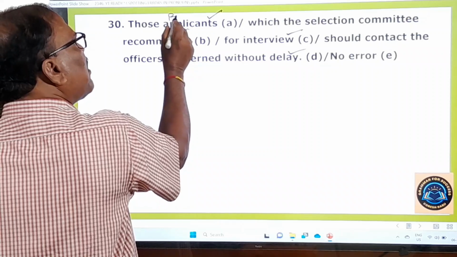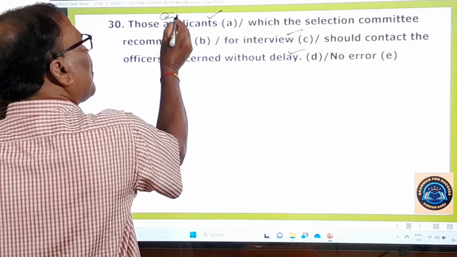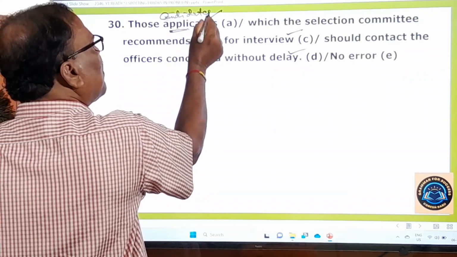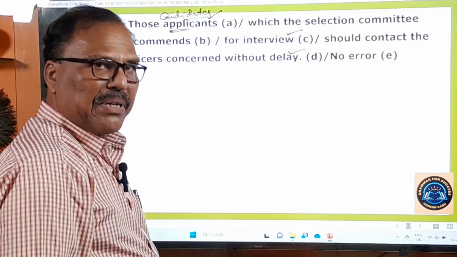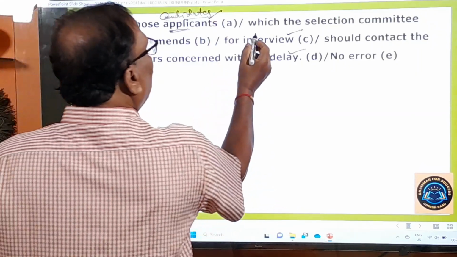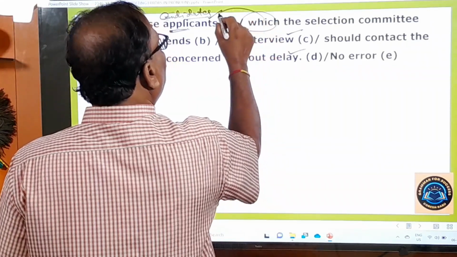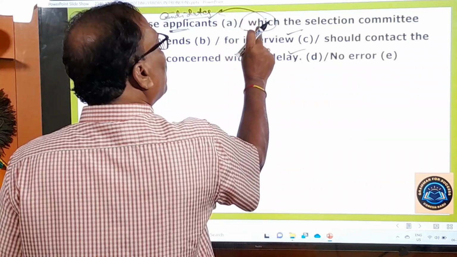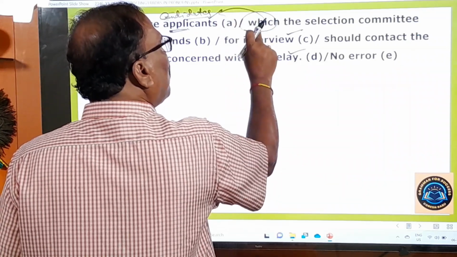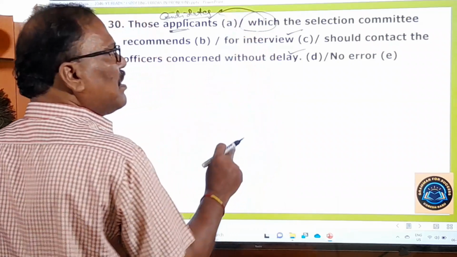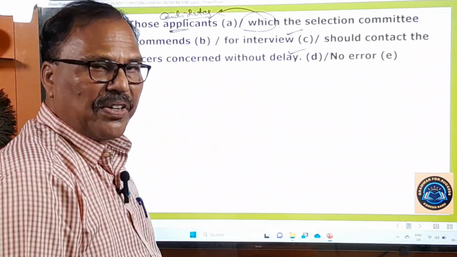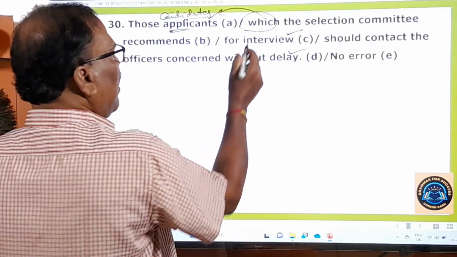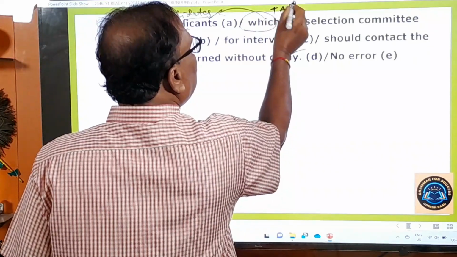Applicant means persons or candidates. Applicants means actually candidates. Candidates are who? They are persons. But here, which is used to refer to them. Which is a relative pronoun. This relative pronoun is wrongly used. The relative pronoun which is used for things, places and animals.